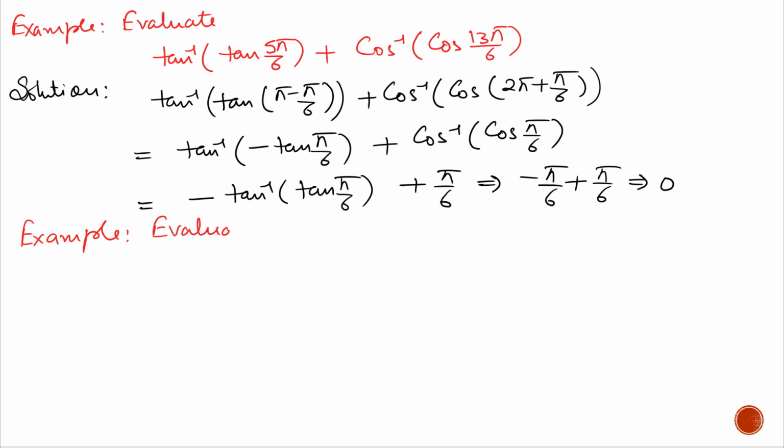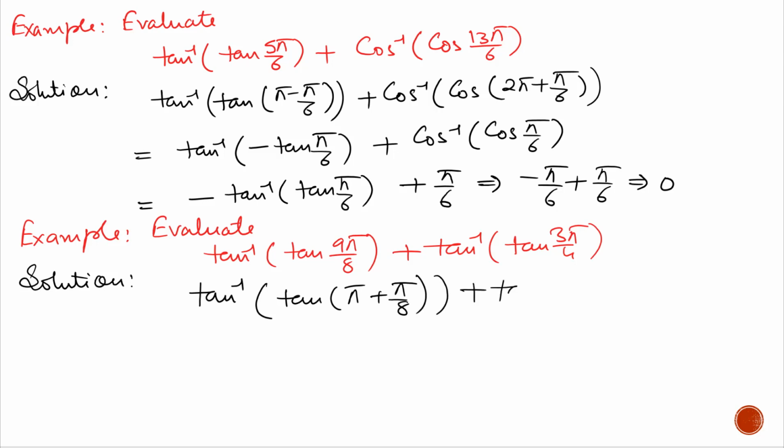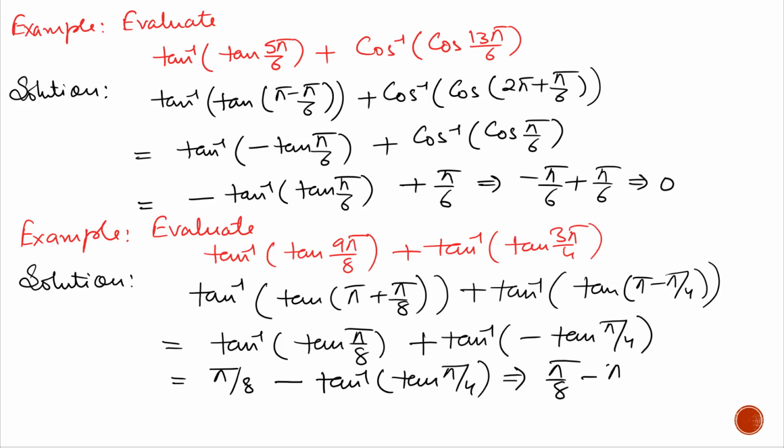Next example. Evaluate tan inverse tan 9 pi by 8 plus tan inverse tan 3 pi by 4. So we will again rewrite this as tan inverse tan of pi plus pi by 8 plus tan inverse tan of pi minus pi by 4, which equals tan inverse tan pi by 8 plus tan inverse of minus tan pi by 4. And the answer is pi by 8 minus pi by 4, which equals minus pi by 8.